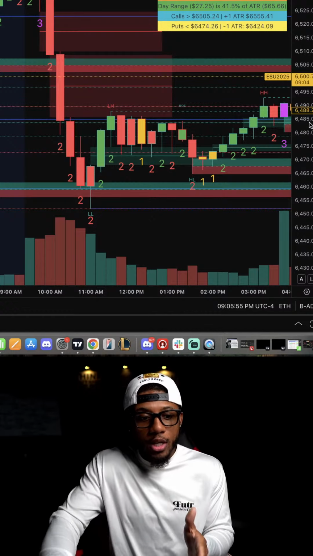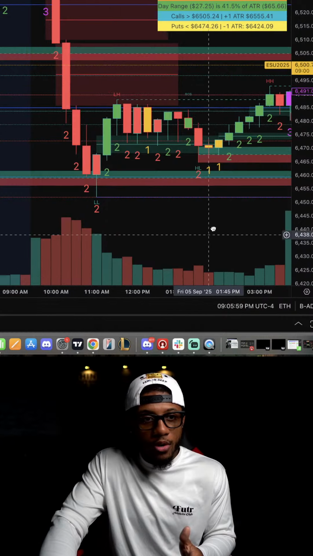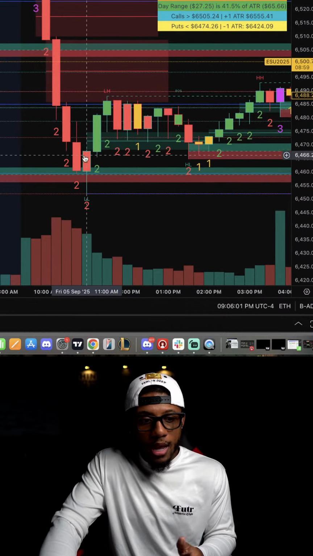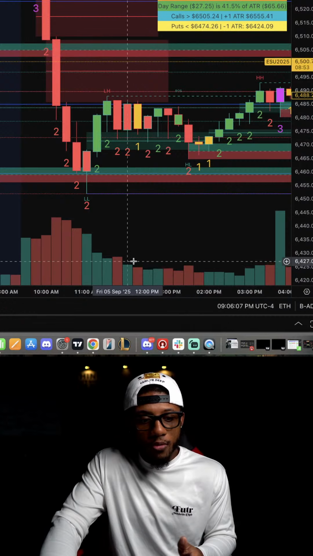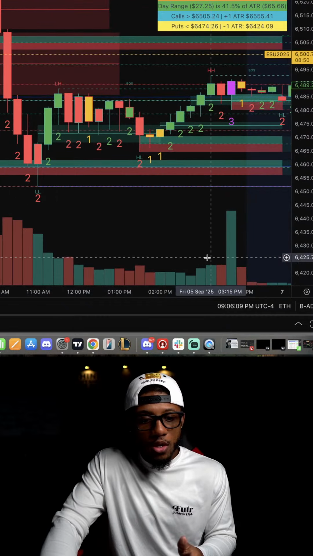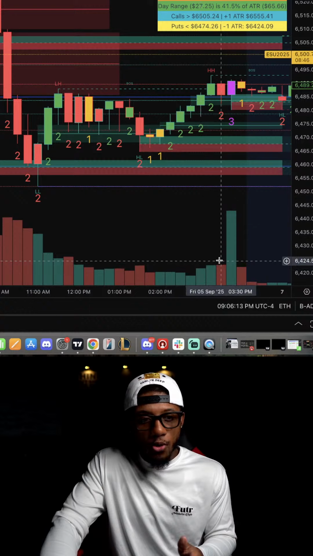So the majority of the volume, look at this. Do y'all see how the volume just stops right here? This is at 11 a.m. The volume ramps up, and then by 12 o'clock, look at the volume just completely die off. Then notice the volume comes back up and starts ramping back up around 3 o'clock.